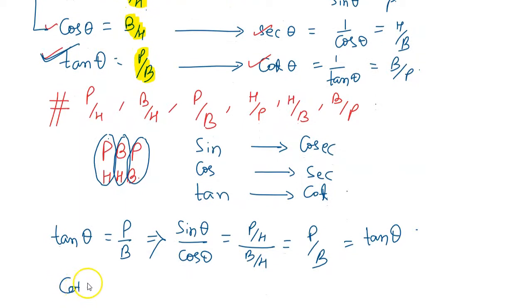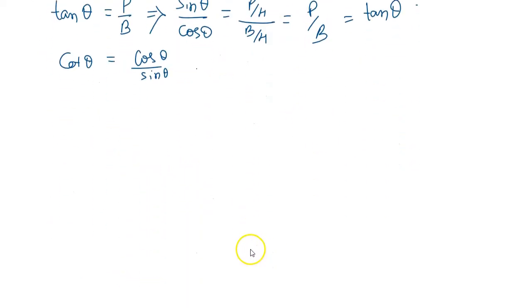Similarly, we have cot theta. It is the reciprocal of tan theta, that is cos theta by sine theta, right? So before we move ahead, let us shortly summarize what we have learned and what is needed to be remembered. PBP and then HHB. Using this, we can get the idea about any trigonometric ratios.